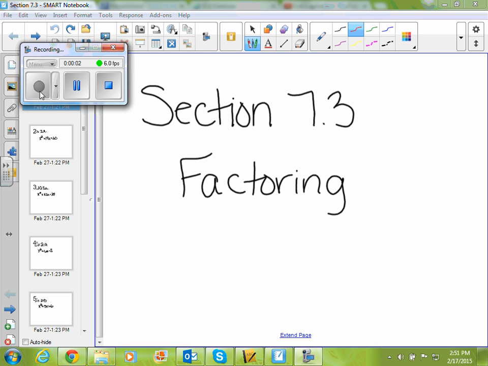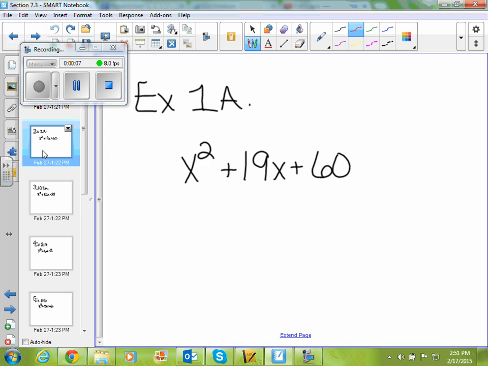Alright, so as I said, we're going to go over factoring, which is super important, and hopefully you find it super easy. If I look at example 1a, I'm given x squared plus 19x plus 60. Factoring is the art of breaking things into its pieces. So it's like undoing things or breaking them up.